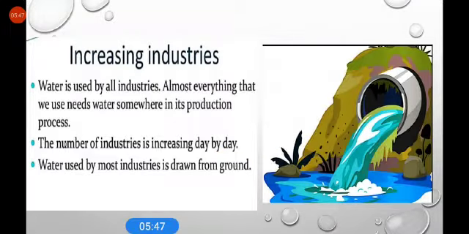Now, the other reason for the depletion of water is increasing industries. Water is used by all industry. Almost everything that we use needs water somewhere in its production process. The number of industries is increasing day by day. Water used by most industries is drawn from the ground.